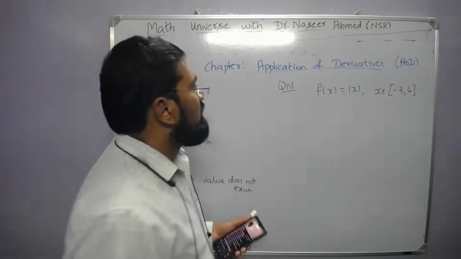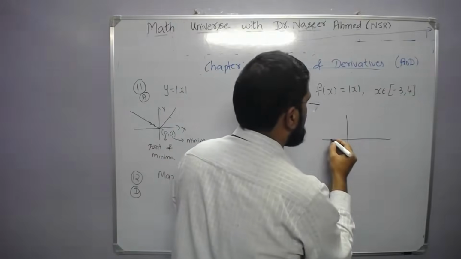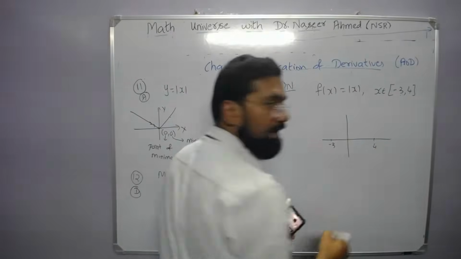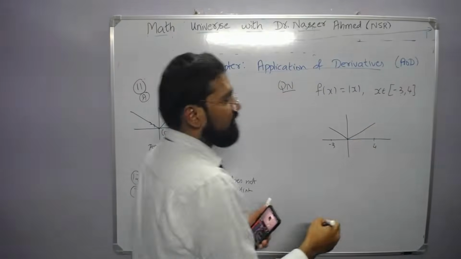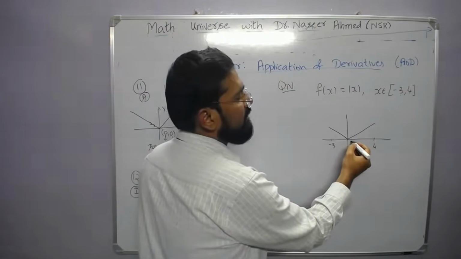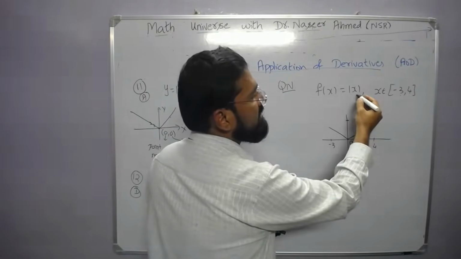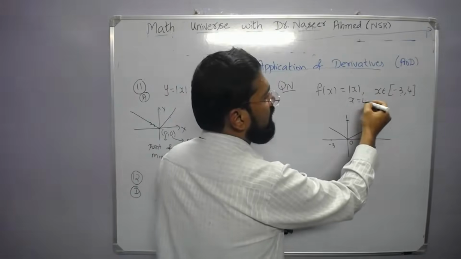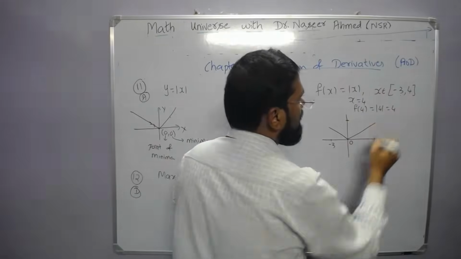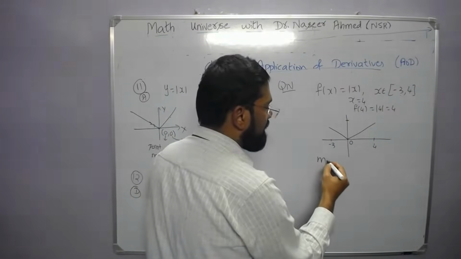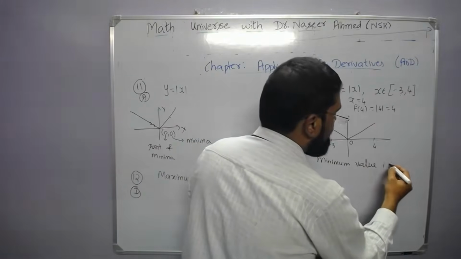See, y equal to mod x, and here the graph, the values from -3 to 4. Okay, so the mod x graph, as you know, it is like this. So from the graph, the least value is here, nothing but 0, and the maximum value is here. And when x is equal to 4, what is f of 4 value here? Mod of 4 is what? 4. So minimum value is 0.